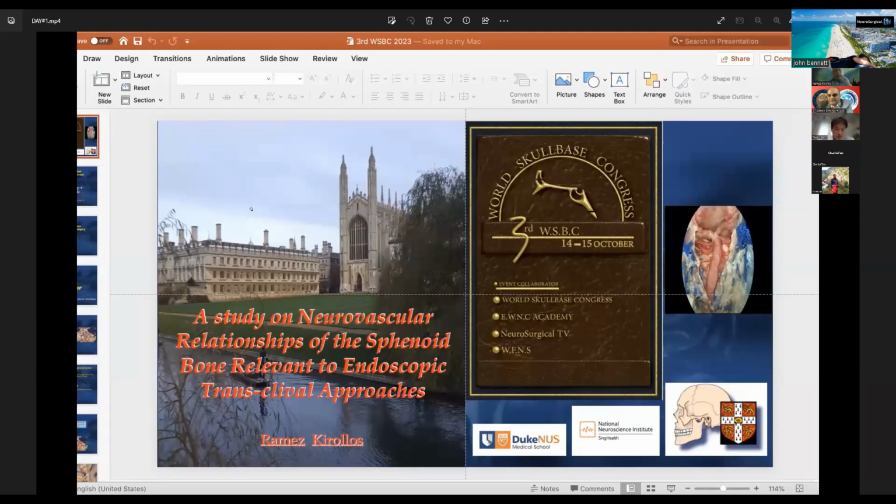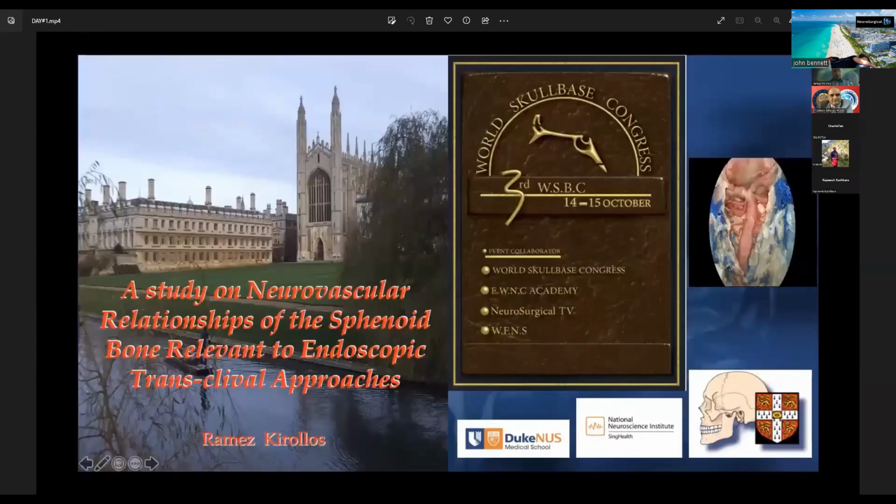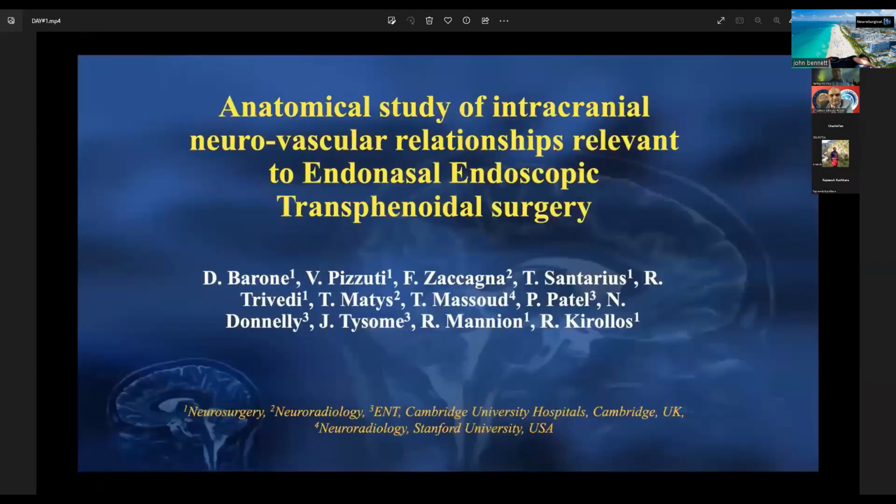It's a straightforward, easy anatomical study, relevant to endoscopic approaches and with some clinical implications. It's teamwork, as always, from University of Cambridge, where I was with ENT, radiologists, and my colleagues in neurosurgery.